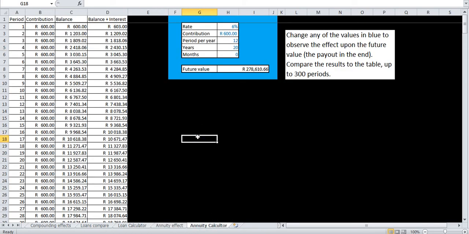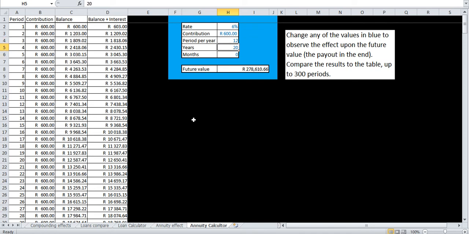Alright, now with the Annuity Calculator, this is really just for you to play around and see what could happen in the long run. You've got your different options. You can change your rate, your contribution, how long you're putting it in for, in terms of how often you're going to be putting the money into the annuity, the number of years, and also the number of months, so you can switch that around. The table goes up for 300 periods, so 25 years. You can always refer back to the table to confirm whether or not that amount of money would be right.